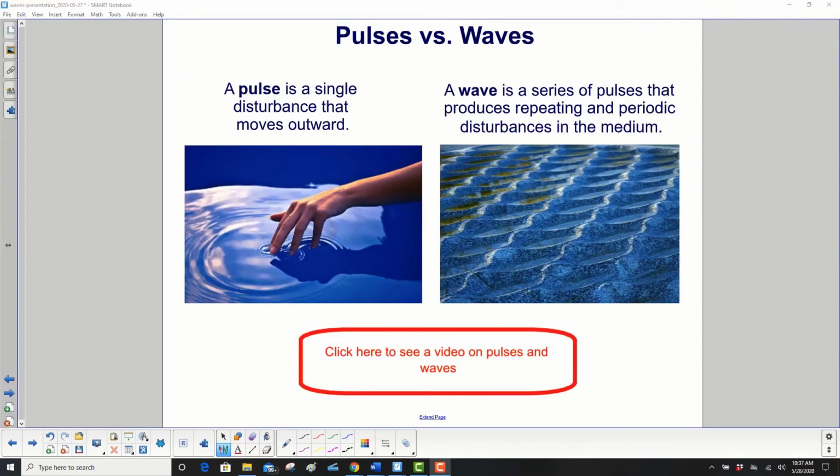Let's distinguish between a pulse and a wave. A pulse is a single disturbance that moves outward. So the person here puts their finger down into the water and pulls it up, and one wave comes out, and that wave is going to keep moving in that direction. A wave is a series of pulses that produces repeating and periodic disturbances in the medium. So here you just have the one pulse going out. Here you have a number of pulses going out, and you just have these patterns of waves here. They keep moving out, and they periodically go up and down. It's hard to see this, so please click on this video to see pulses and waves.